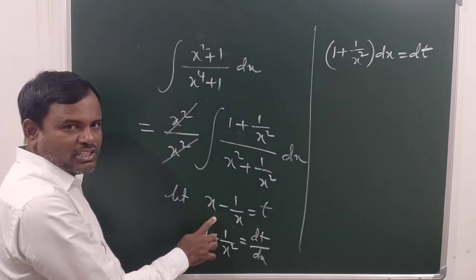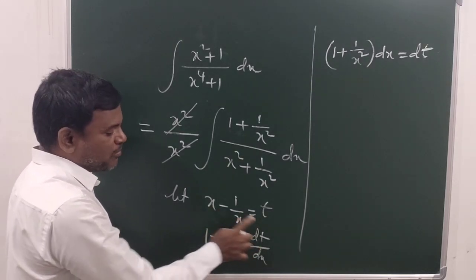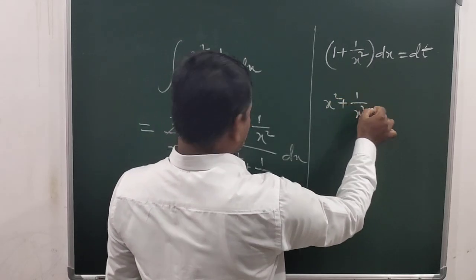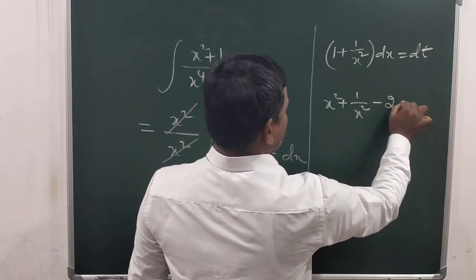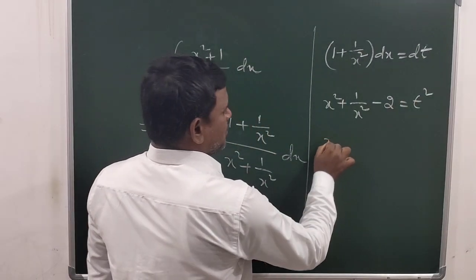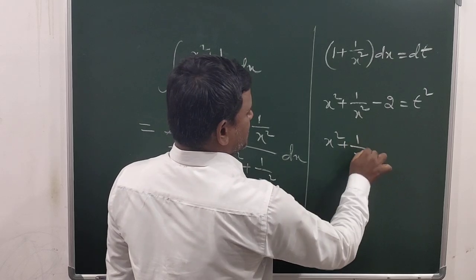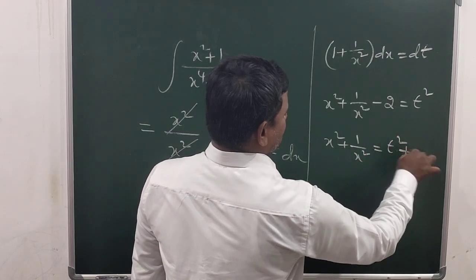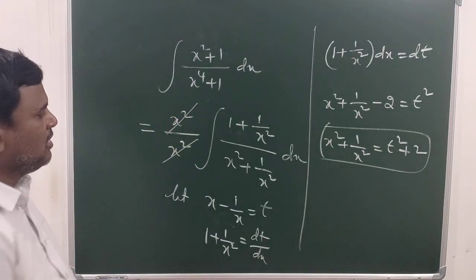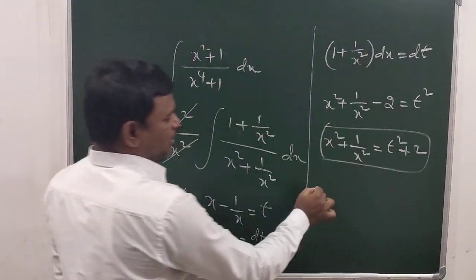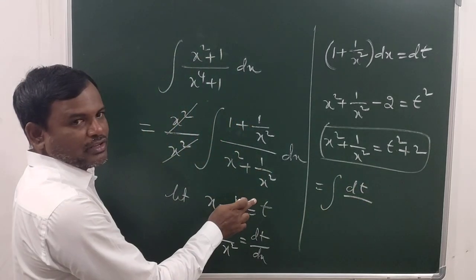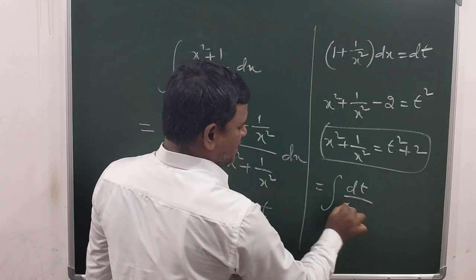Here we have assumed this as t. Take the square on both sides, so that you get x square plus 1 by x square minus 2, which is equal to t square. Now x square plus 1 by x square is equal to t square plus 2. Okay students, now in the numerator part, what do you have to write? dt. Come to the denominator part, what do you have to write? t square plus 2.